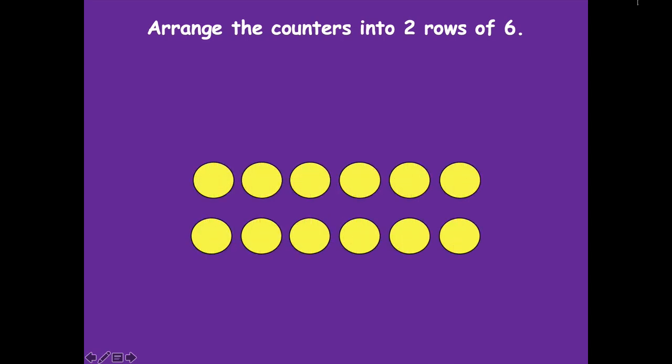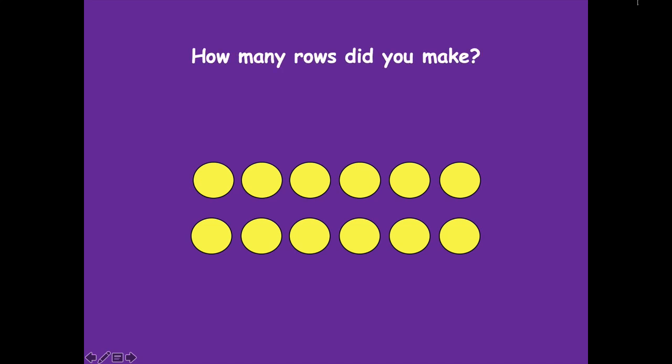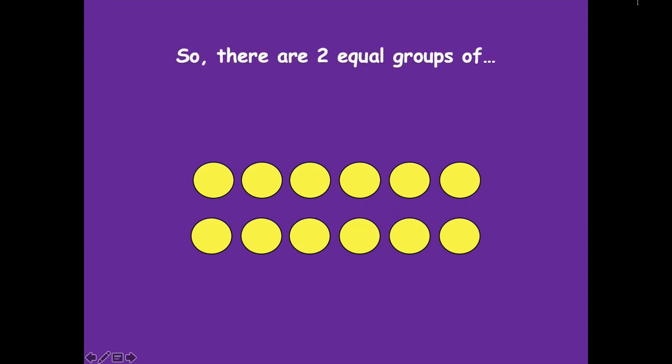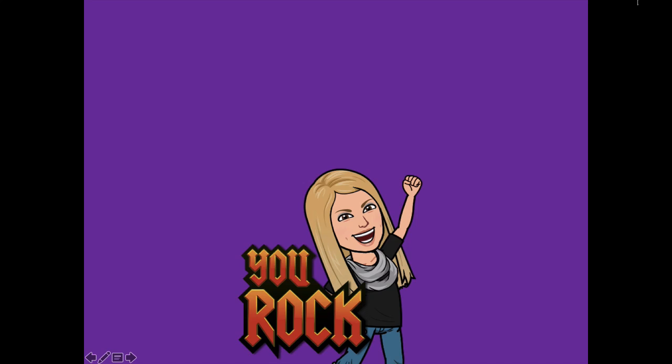All right, friends. So here's how I came up with 2 rows of 6. How many rows did you make? 2 rows. How many counters are in each row? 6 counters. So there are 2 equal groups of 6 counters.